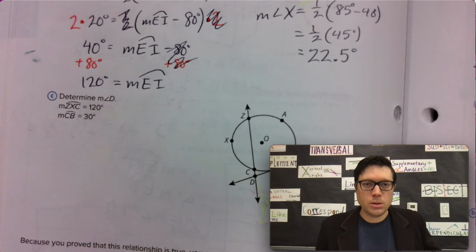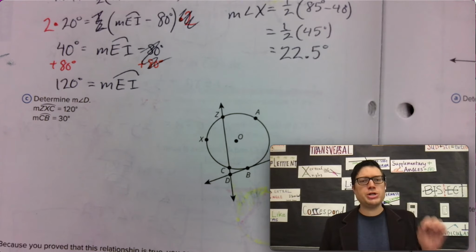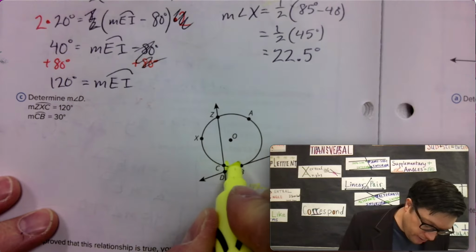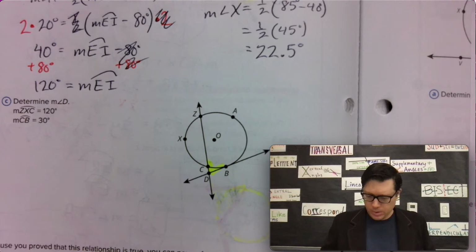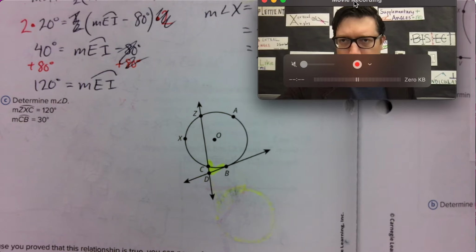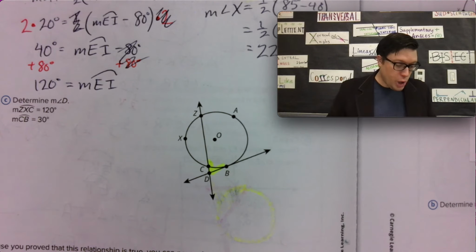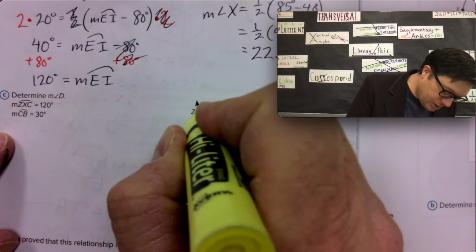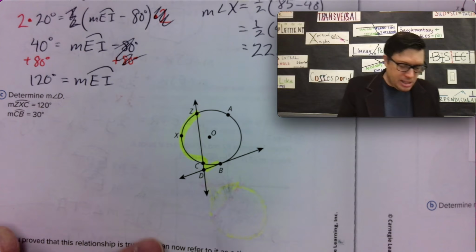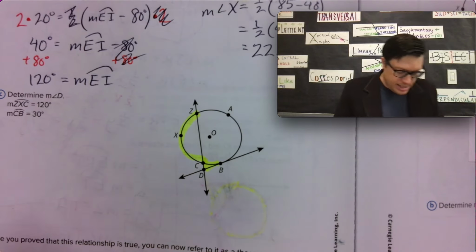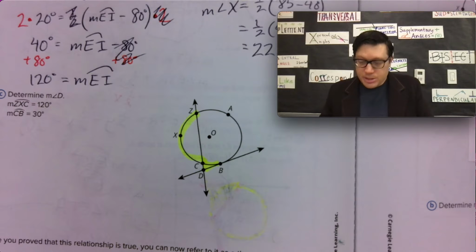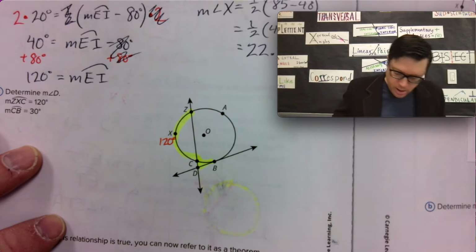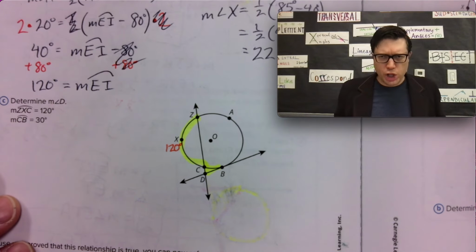Last one. Part C. Determine the measure of angle D. So highlight the angle. We want to go and figure out that angle right there. Let's move this up. Okay. So then we know that ZXC is this angle, and we know that arc CB is that arc. So with a little bit of numbers in there, I'm actually going to use a red for the 120. I'll tell you why in a second. 120 right there.